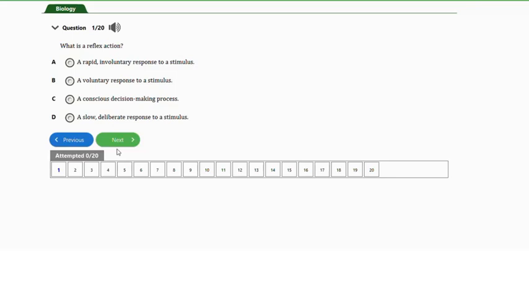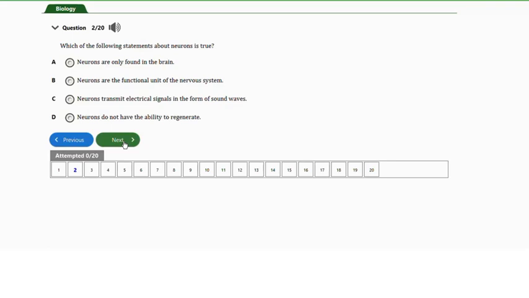So let's start with the number one question. It says, what is a reflex action? Option A says, a rapid involuntary response to a stimulus. B, a voluntary response to a stimulus. C, a conscious decision-making process. And D, a slow, deliberate response to a stimulus. So guys, the answer to this question is option A, a rapid involuntary response to a stimulus. A reflex action is actually a rapid involuntary response to a stimulus. So let's go ahead and check out the next question, and that's question number 2.